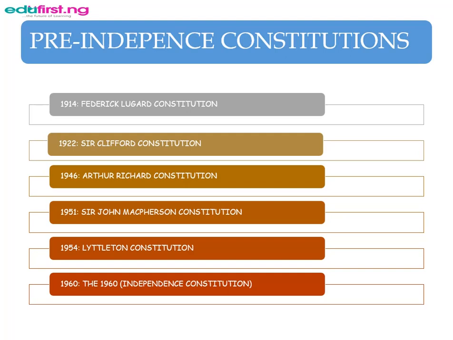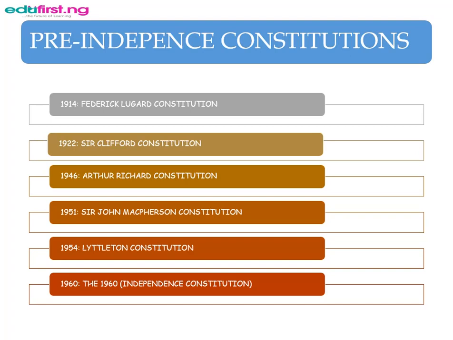Now, pre-independence constitutions started with the 1914 Frederick Lugard Constitution. Thereafter, we had the 1922 Sir Clifford Constitution, and in 1946 came the Arthur Richards Constitution. In 1951, we had the Sir John Macpherson Constitution. In 1954, the Lyttelton Constitution. In 1960, we have the 1960 Independence Constitution.